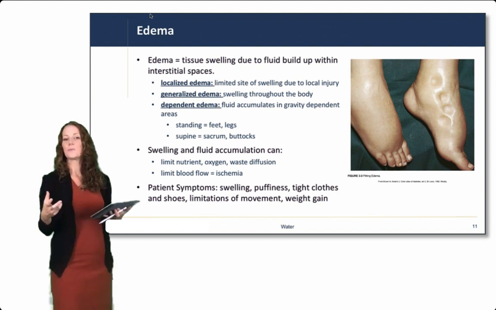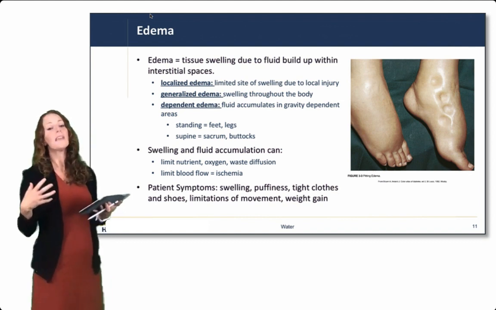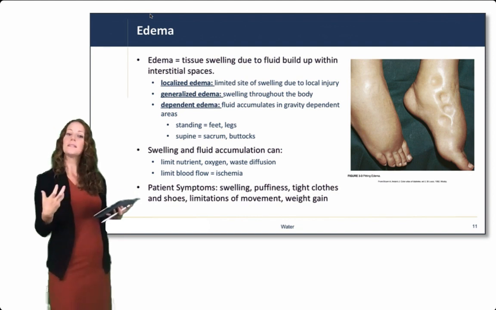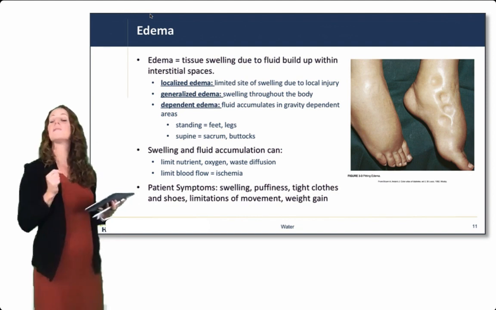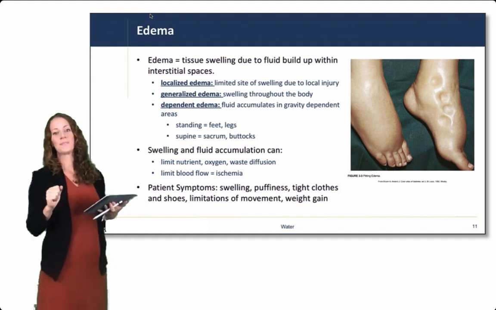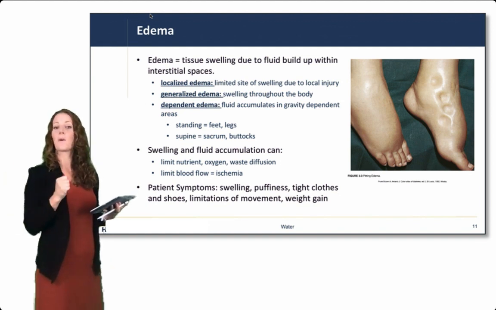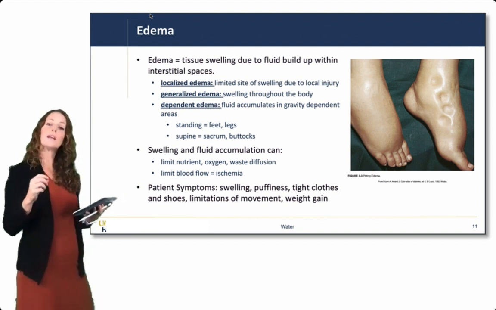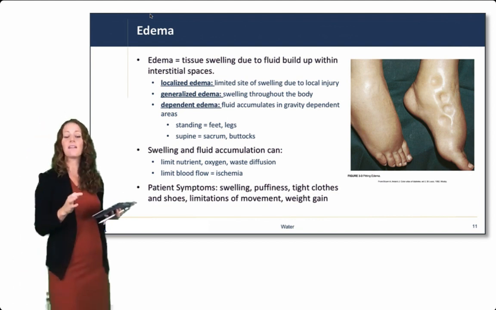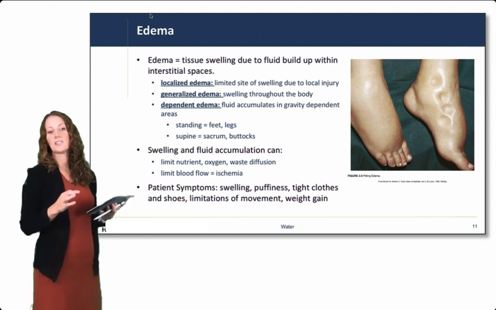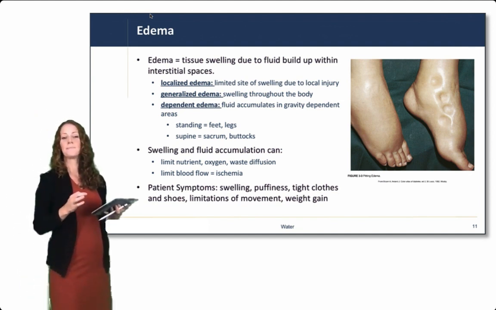We're going to talk more about edema in the future, but here let's just define it. Edema is tissue swelling due to fluid buildup within the interstitial spaces. A localized edema is a limited site of swelling because of local injury, similar to the inflammation example we just gave you. A generalized edema is swelling throughout the body. A dependent edema is where fluid accumulates in gravity-dependent areas for standing or supine positions for long periods of time.